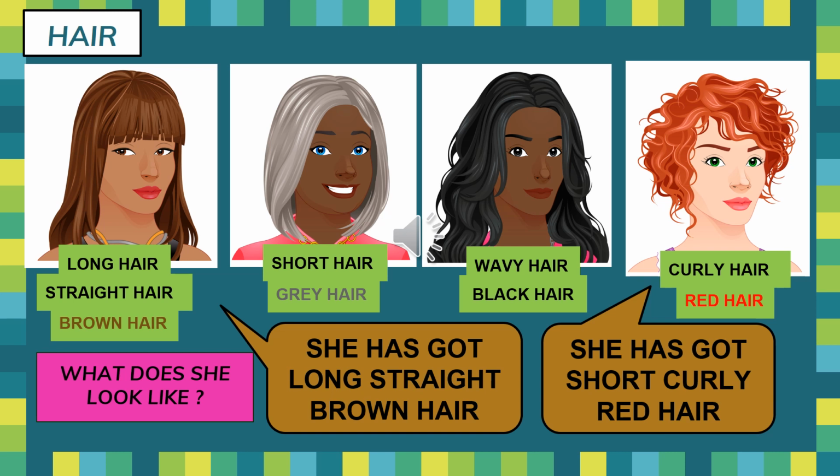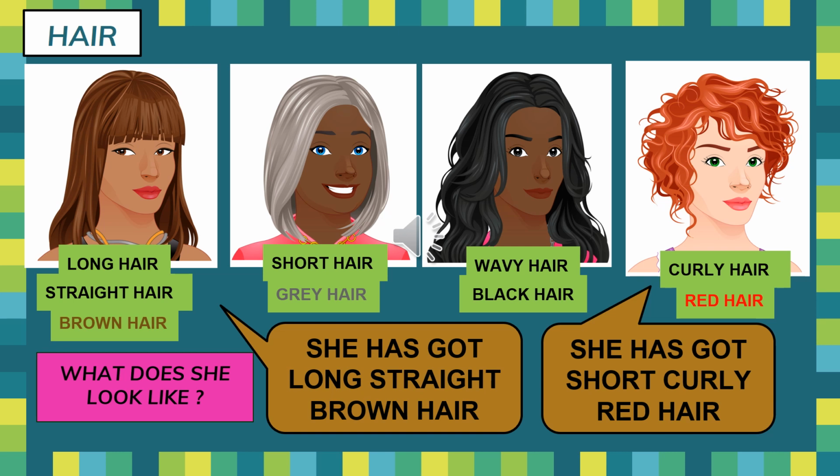The next point that you need to understand when you want to describe someone's physical appearance is by describing their hair. You can see here there are a lot of pictures, and we will discuss the pictures one by one. The first picture, you can see the girl with the long hair, and the type of the hair is straight, and the color of the hair is brown.